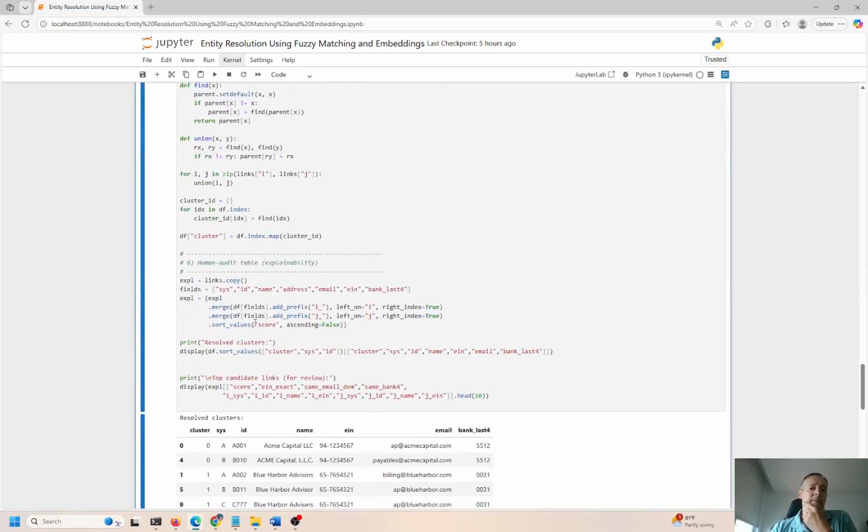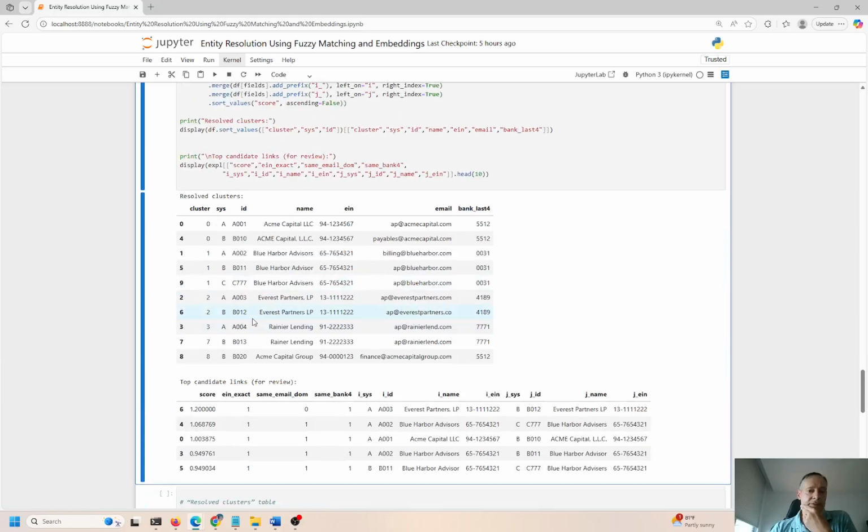Okay, so we have the final data frame here, and I've assigned clusters to these too. So we can say, okay, these names mostly match. They're being cleaned up, and these things look good. Okay, and these are going to be clustered into just one different group, right? So here we have Blue Harbor Advisor, Blue Harbor Advisors. Again, the email is the same. The EIN is the same. These are going into the same group, or the same cluster, right? Because they're mostly the same. You have Rainier Lending, same EIN, same email address, right?